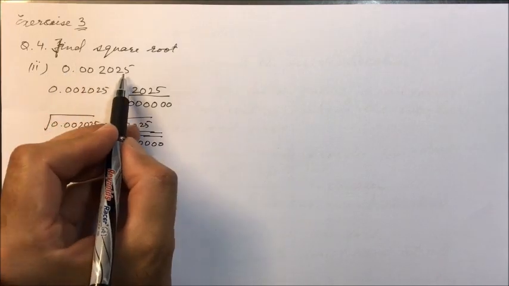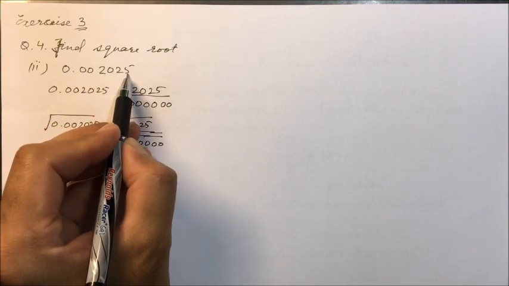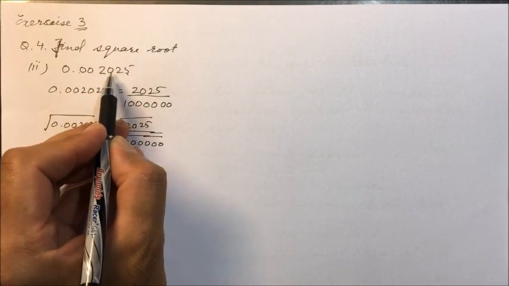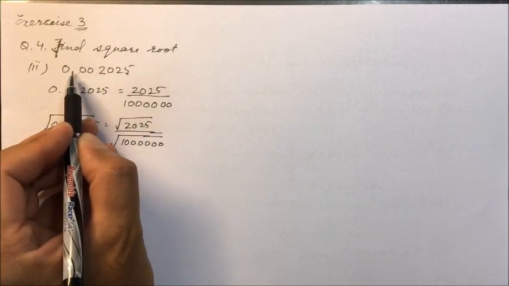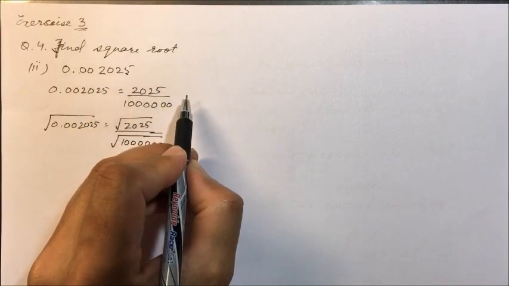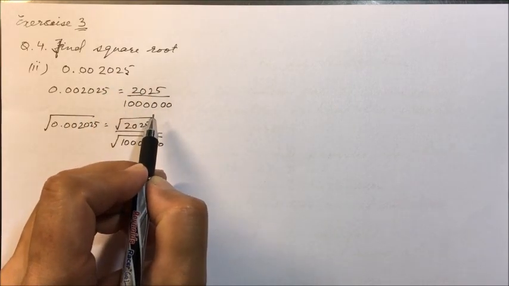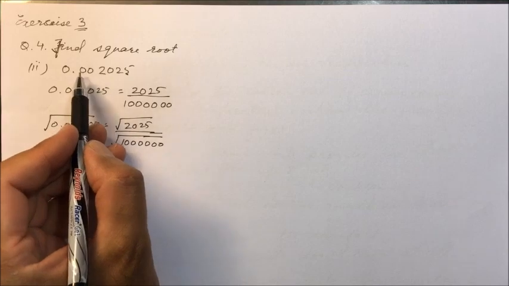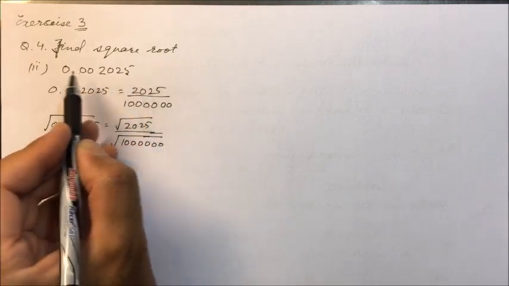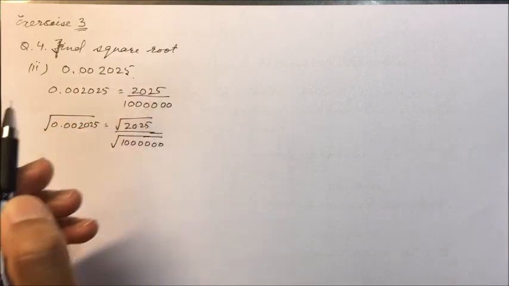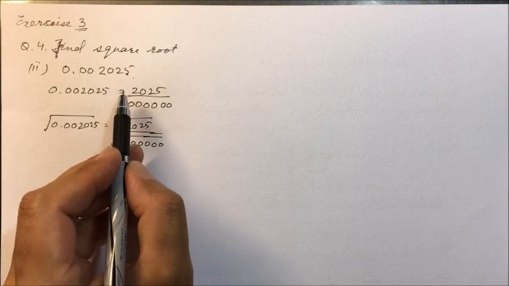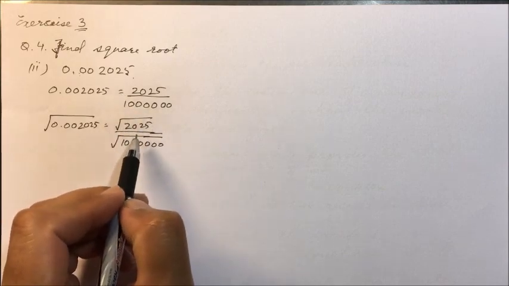Now see here, there is an even number of decimal places. After the decimal we have 6 digits. So we can try the prime factorization method.